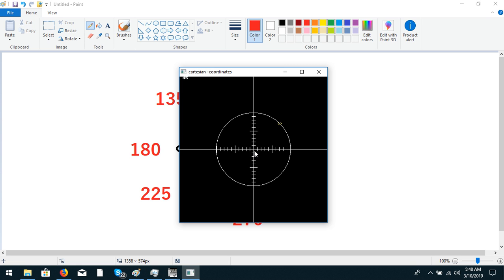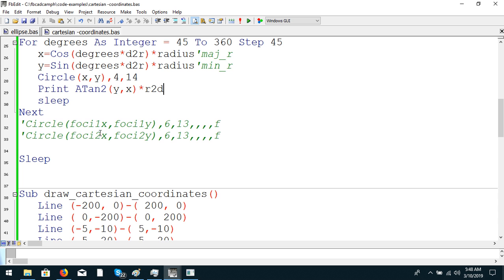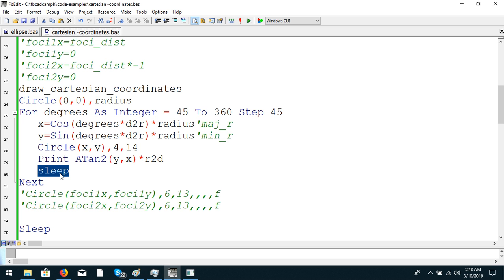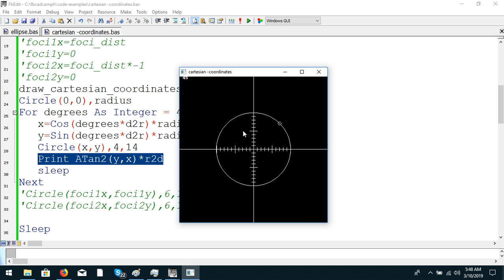Okay, so then when I press a key on my keyboard, it's going to go to the next one. Right now it's in this for next loop and it's sleeping currently. So it's going to go and iterate. The next value for degrees is going to be 90. And I'm printing whatever arctangent is going to return. So let's see what it does when I press a key on my keyboard. And it says 90 right here. And then over here should be 135. And then next one is right here, 180. Okay. The next one should be 225.